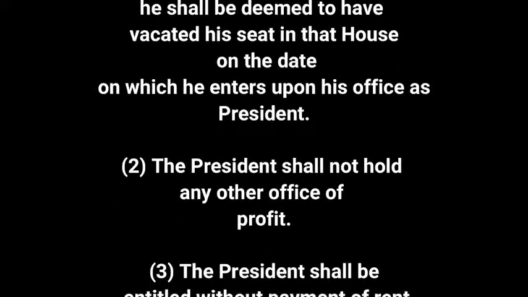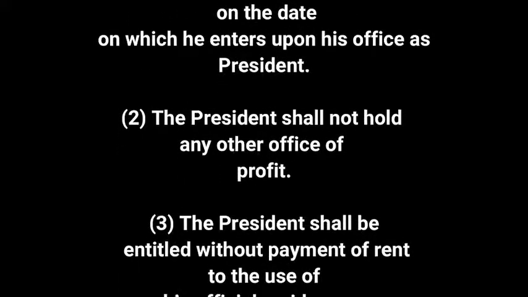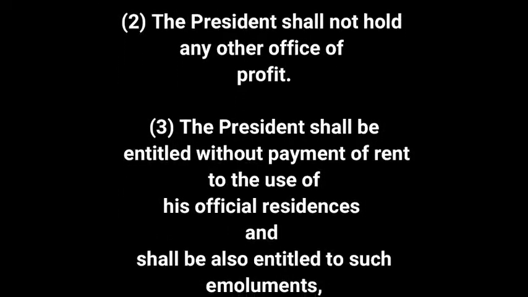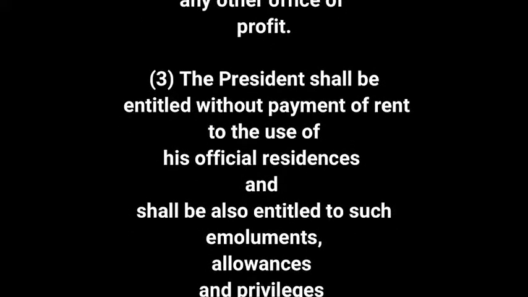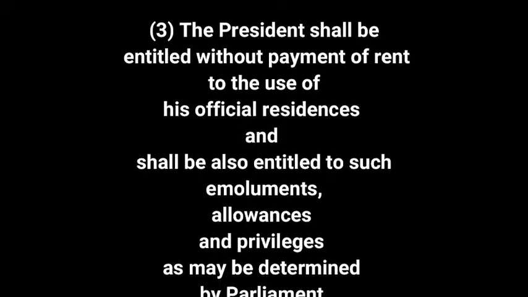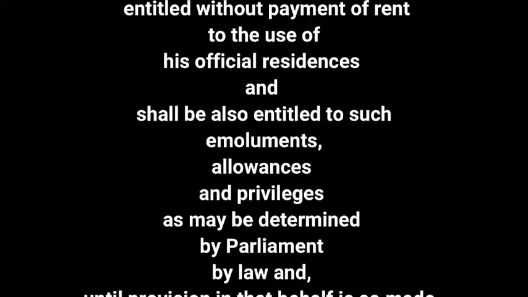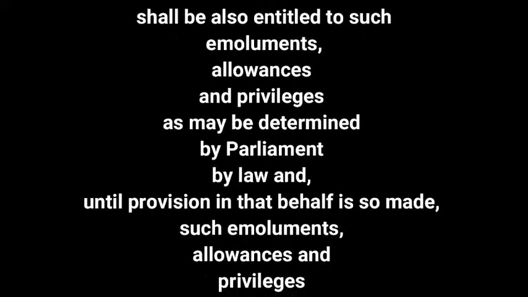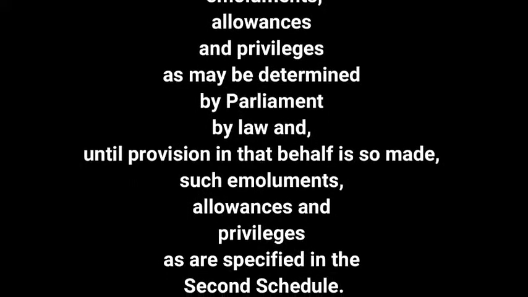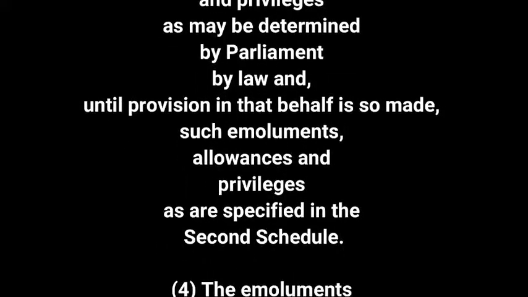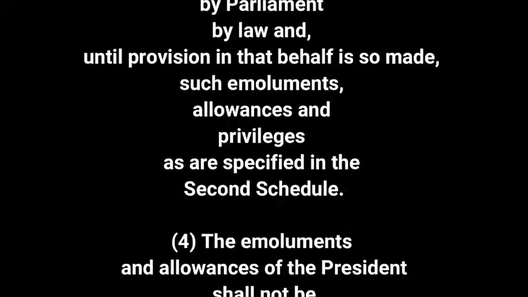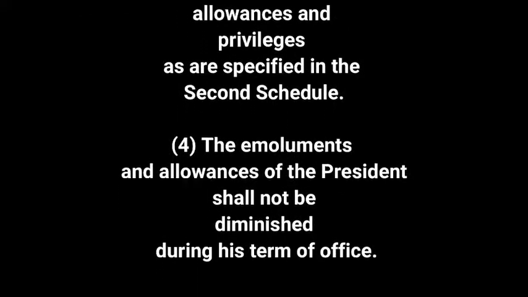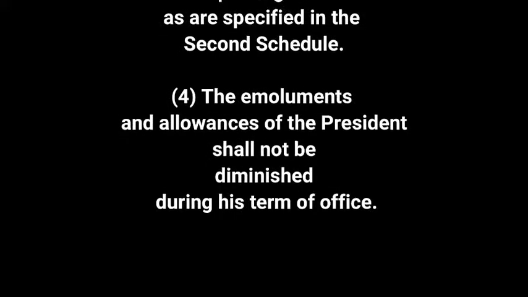2. The President shall not hold any other office of profit. 3. The President shall be entitled without payment of rent to the use of his official residences, and shall be also entitled to such emoluments, allowances, and privileges as may be determined by Parliament by law, and, until provision in that behalf is so made, such emoluments, allowances and privileges as are specified in the Second Schedule. 4. The emoluments and allowances of the President shall not be diminished during his term of office.